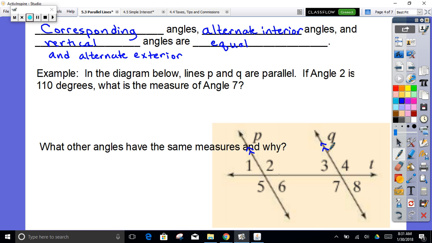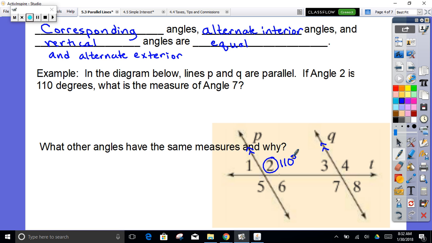Okay, so lines P and Q are parallel if angle 2 is 110 degrees. So here's angle 2. We're saying that it's 110 degrees. What is the measure of angle 7? So first of all, let's talk about what is the relationship between angle 2 and angle 7. Feel free to look back at the notes you just took. Which type of angle pair are angle 2 and angle 7?